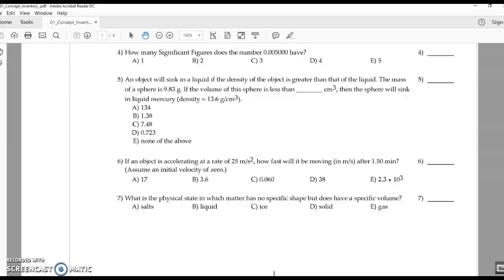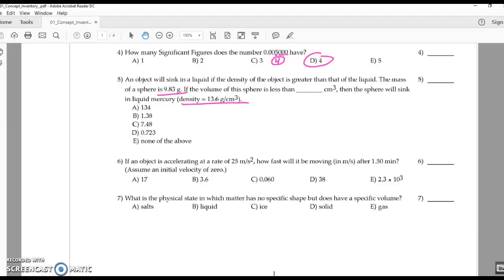How many significant figures does the number 0.005000 have? Let's see here. The last zero is significant, and everything in between. That's 4. Object will sink if the liquid's density is greater, and so on.